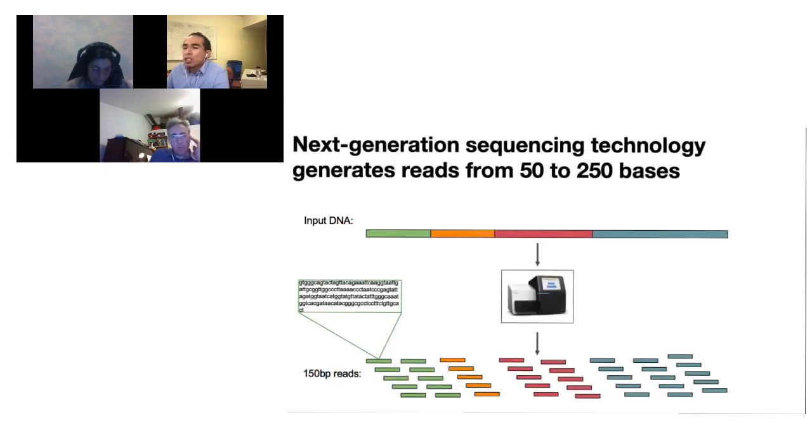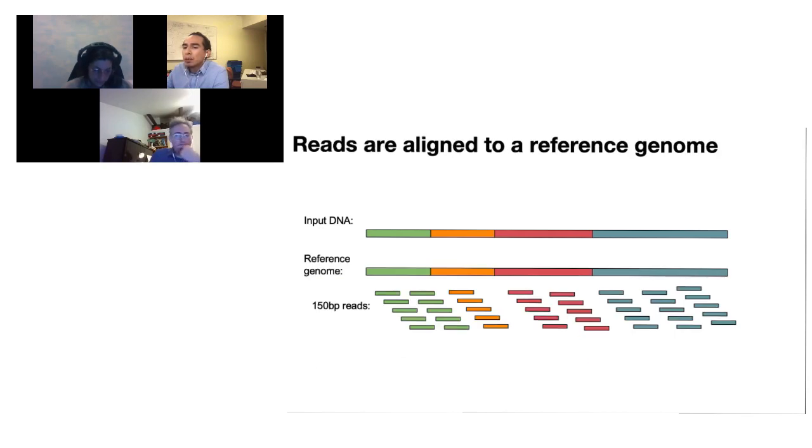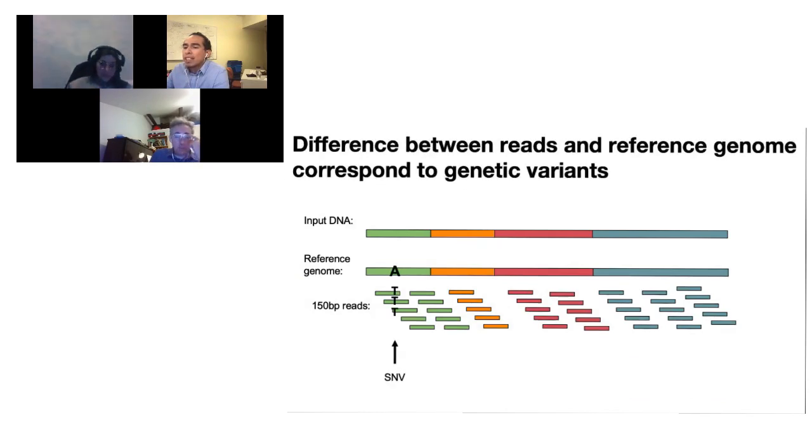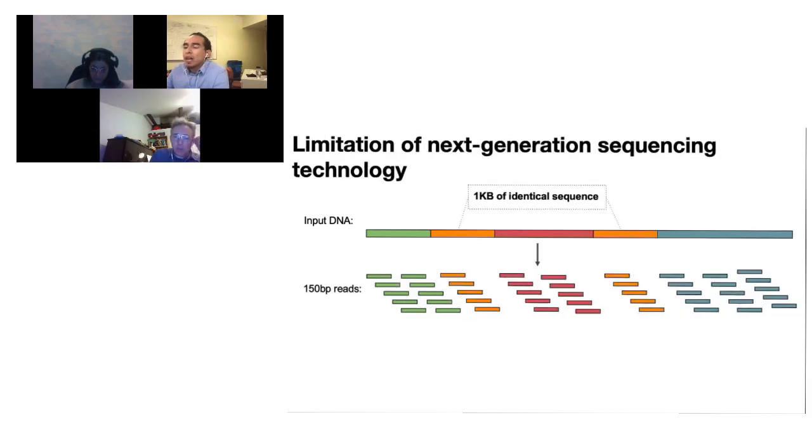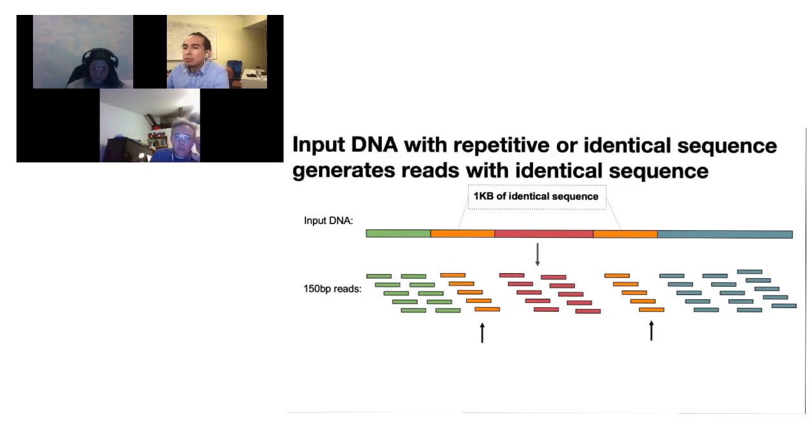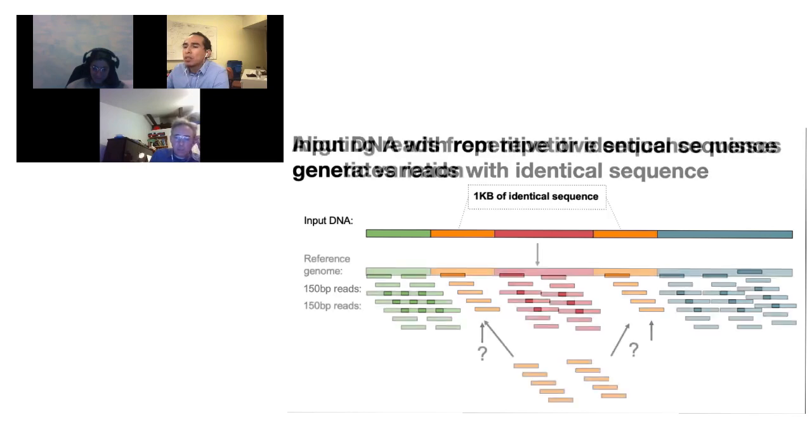And this has to do with the read length that they produce, which ranges from 50 to 250 base pairs, depending on the platform. A typical workflow begins with aligning reads to a reference genome. And the difference between the generated reads and the reference genome corresponds to genetic variants. However, this methodology represents a limitation. For example, if the input DNA contained repetitive or identical sequence, then the generated reads will also contain repetitive or identical sequence.